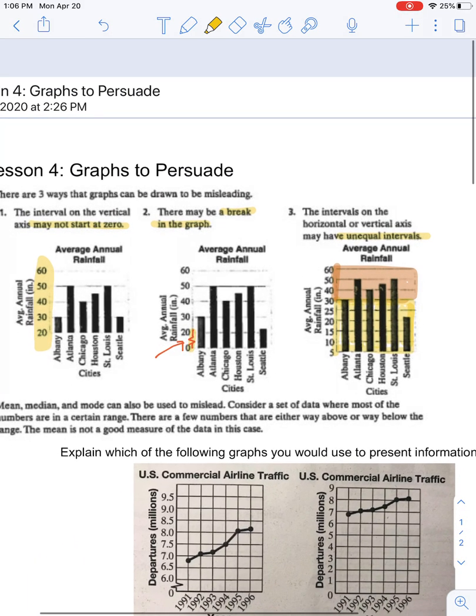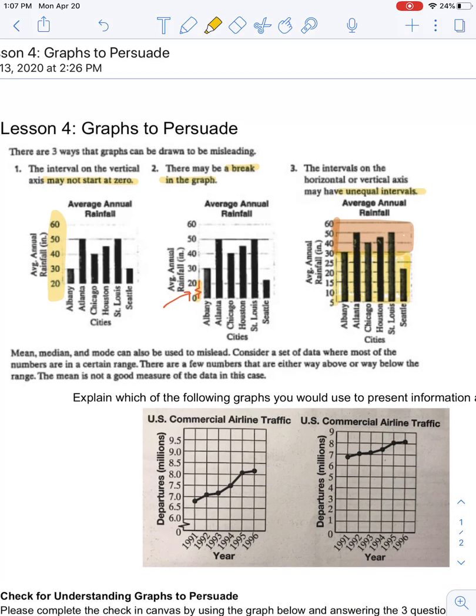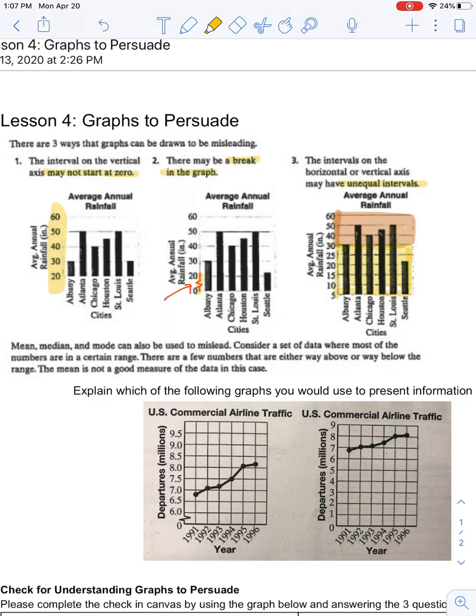So the perception of these 3 graphs is a little bit different because the graphs were leading you to believe different things. They were persuading you to believe different things. So the 3 reasons a graph may be misleading are: they may not start at 0, there may be a break in the graph, or you may see some unequal intervals, and those intervals can be on either X or Y. So in this little center section, mean, median, and mode can also be used to mislead.